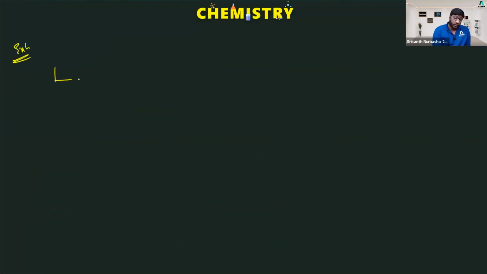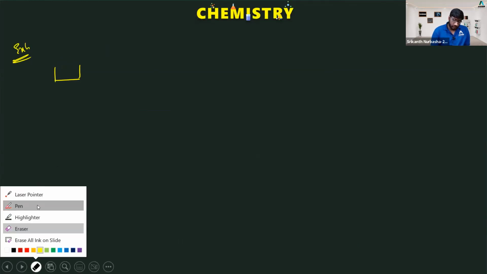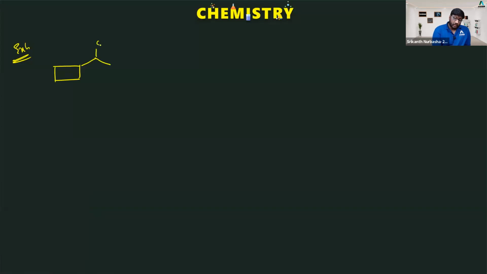So next example, let us see what happens here. Let us give a 4-member ring. What is the major product? Try to solve, all of you. What is the major product in this particular reaction? You can answer, very simple. Okay, what happens in the first step? Cl minus leaves.